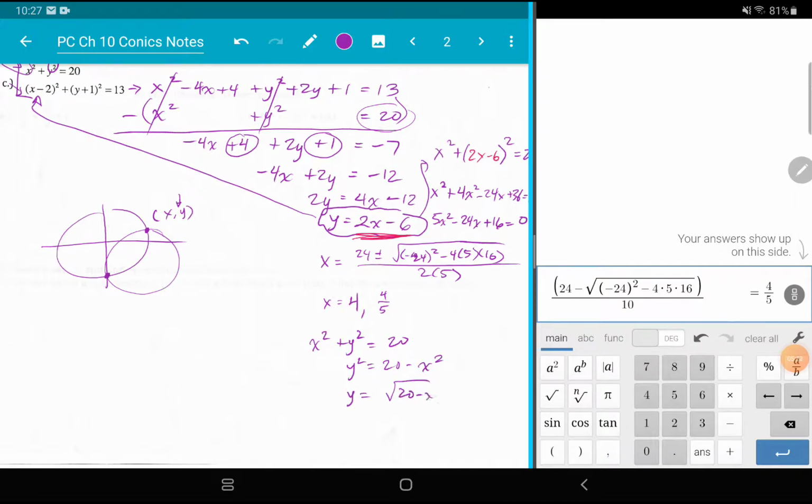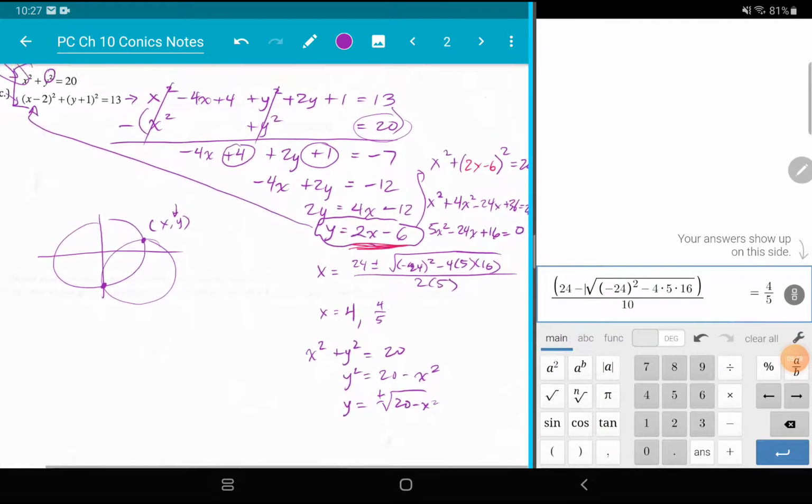And remember, when you square root your equation, you need a plus minus. So keep that in mind, okay? All right, so if I plug in a 4 here, then that must mean 4 squared will give us 16. 20 minus 16 will be 4. So we're seeing here that when x equals 4, y is equal to plus minus square root of 4, or 2. So we have the possibility of (4, 2), and we also have the possibility of (4, negative 2).